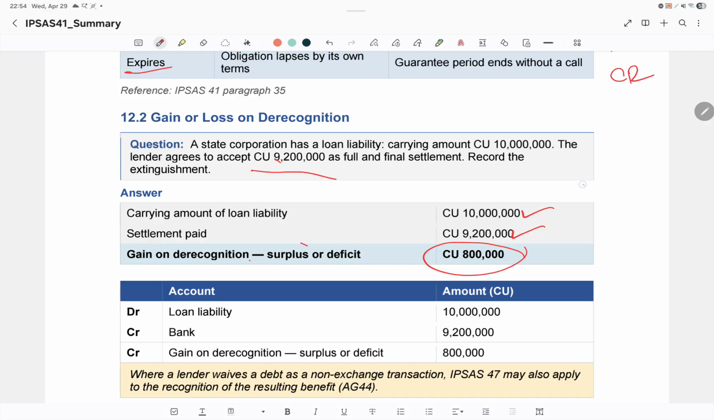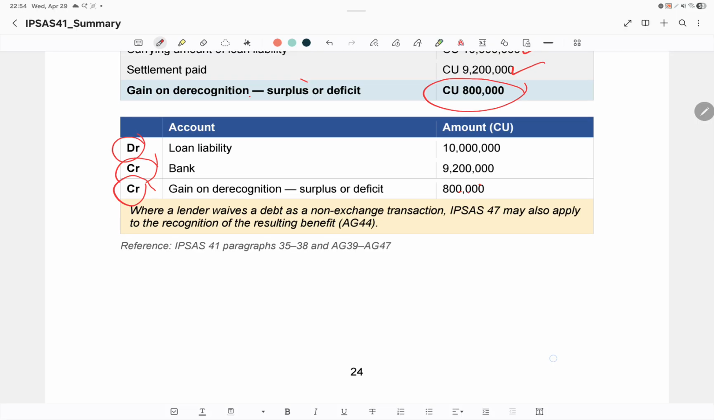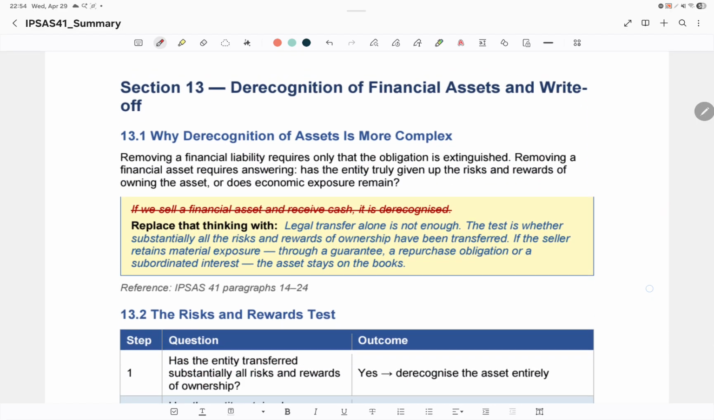Because initially you had a liability in your books. So you are removing it: if you debit liability, you credit bank. Where do you debit, where do you credit? So, gain on derecognition. Where a lender waives a debt in an exchange transaction, IPSAS 47 may also apply to the recognition of the resulting benefit, and to the derecognition of financial assets and write-offs.